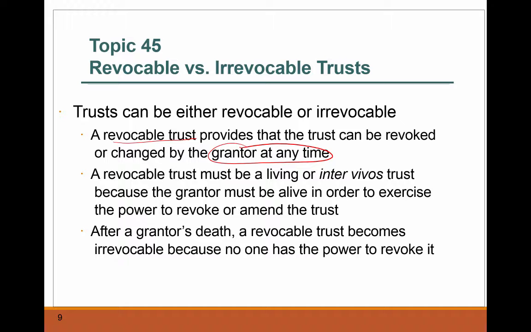Then after the grantor's death, a revocable trust becomes irrevocable because then no one has the power to revoke it. So basically, if it's a revocable trust, the grantor has the power to change it at any time as long as he is alive. Once the grantor is no longer alive, that becomes an irrevocable trust.